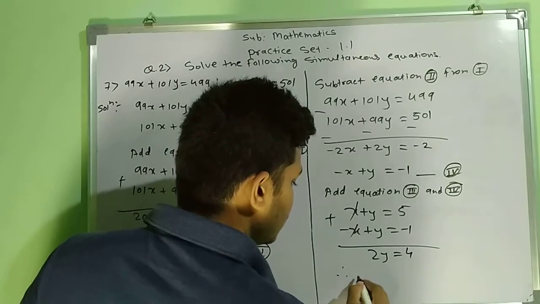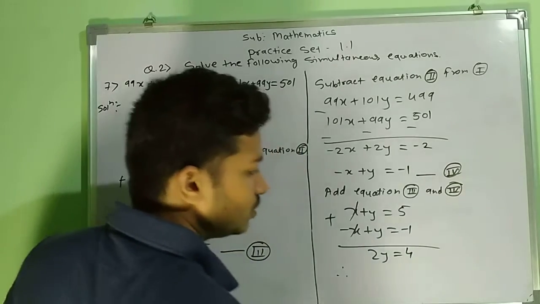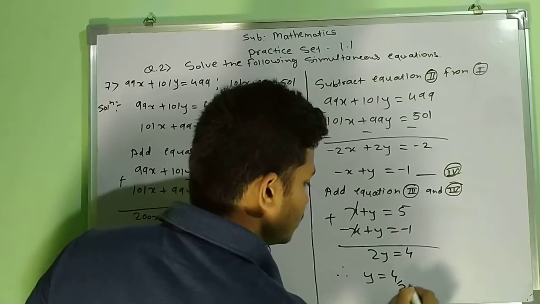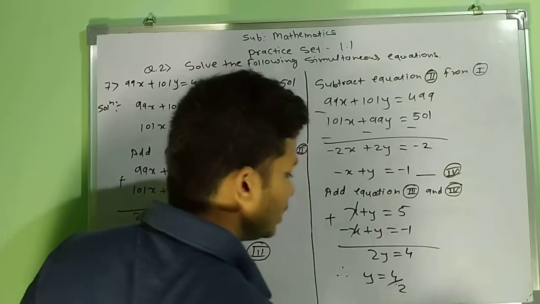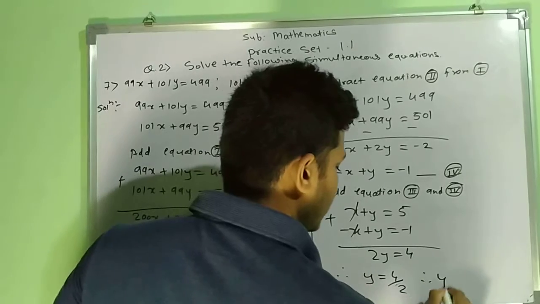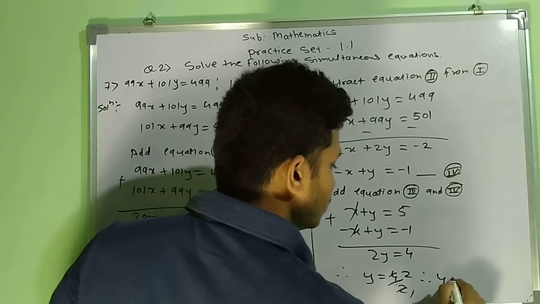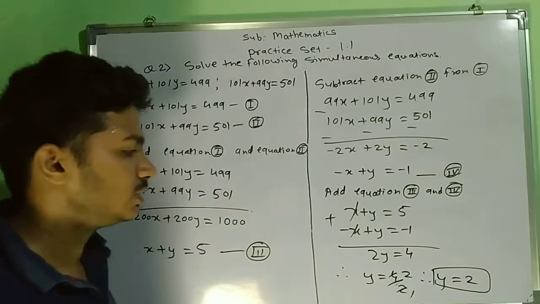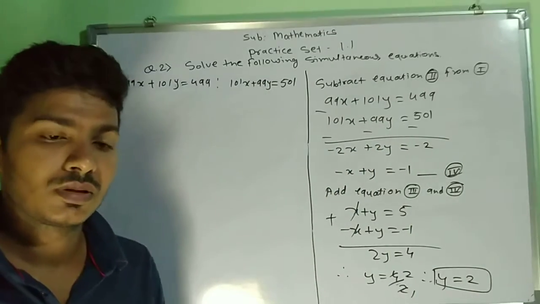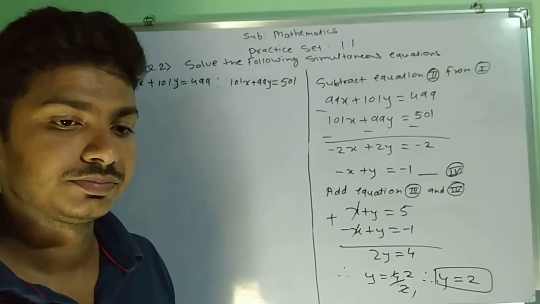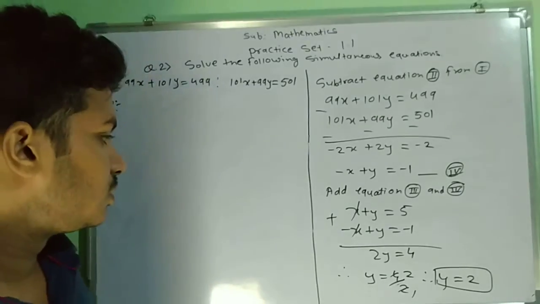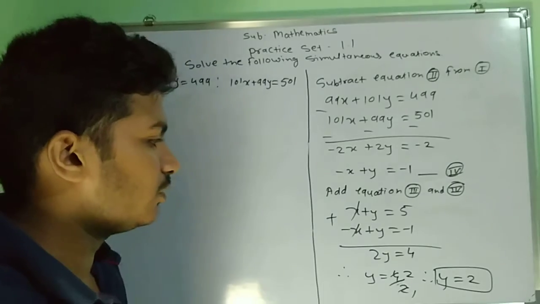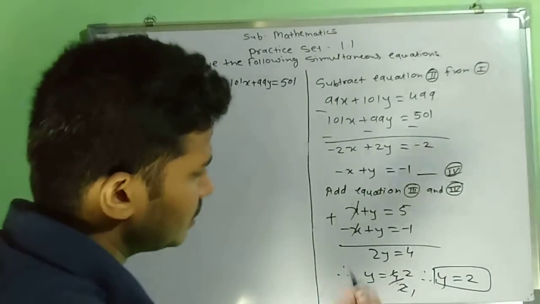Therefore we shift that to the right hand side, so y will be equal to 4 by 2. Y equals 4 by 2. Therefore y, 2 twos are 4, so y is equal to 2. So we got the value of y as 2. Now we will substitute that value of y in equation number 3.